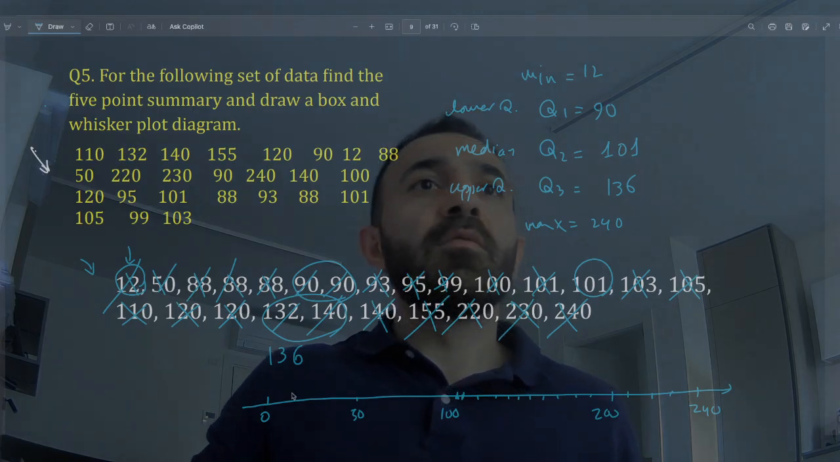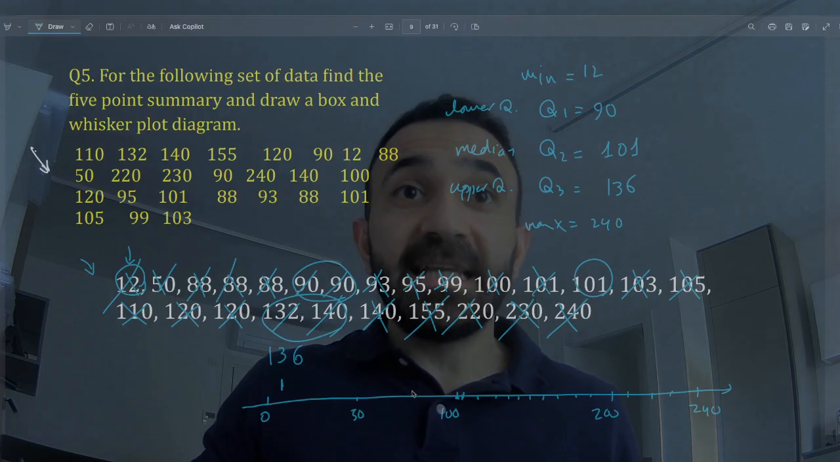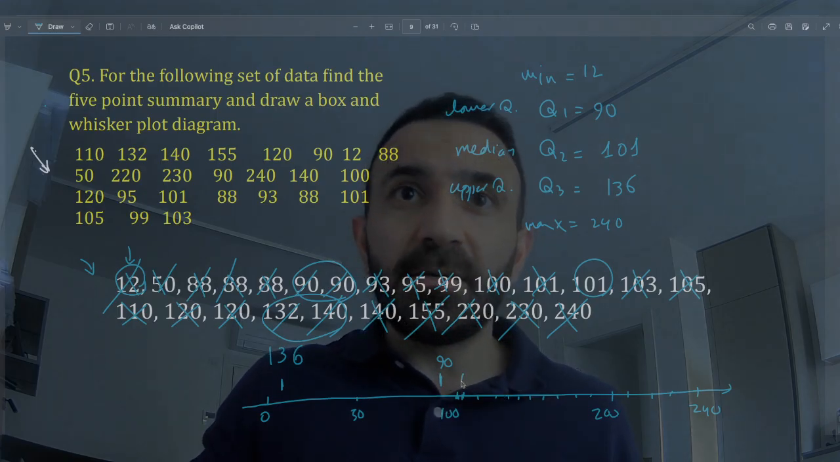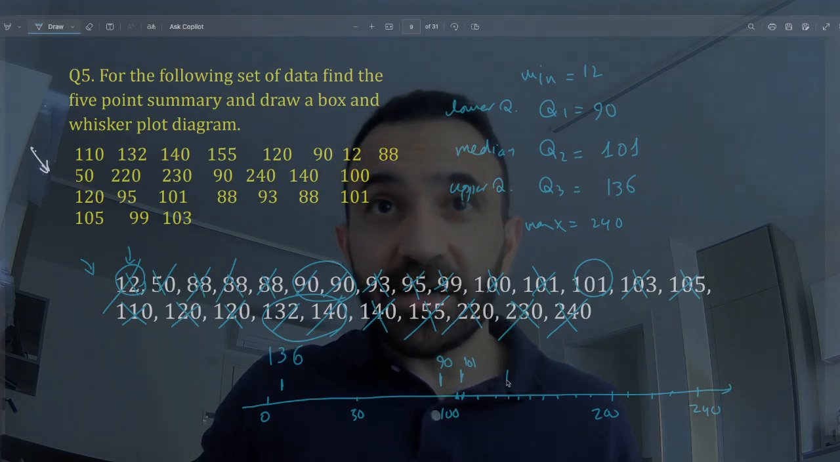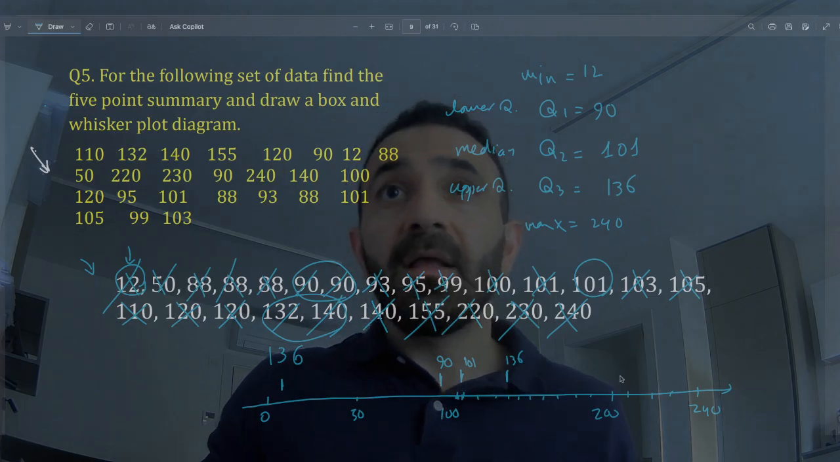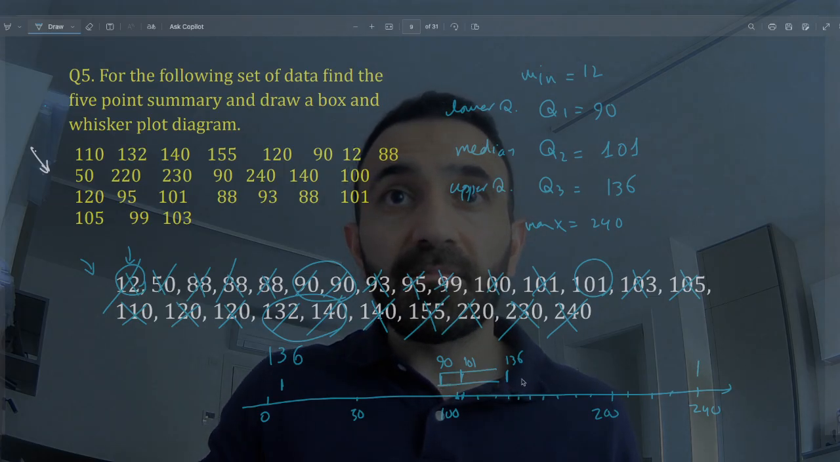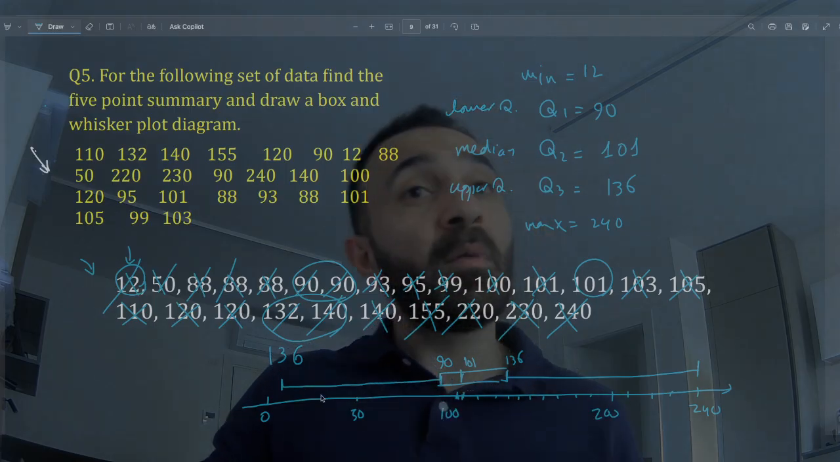Okay, now 12 is here, 90 is here, a median 101 is here, Q3 136 is here, and the maximum is 240. That's it. I'm going to repeat it one more time.